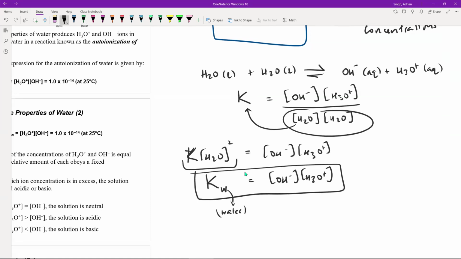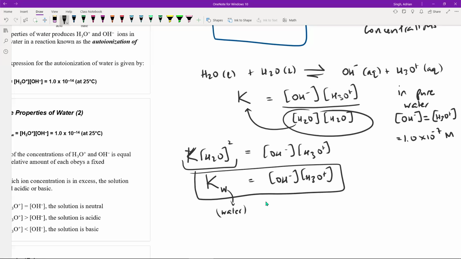Okay, so we're applying some of that equilibrium stuff to this section. Now, in pure water, just have nothing else in there, the concentration of the OH minus is exactly equal to the concentration of the H3O plus. All right, and they themselves are equal to 1.0 times 10 to the minus 7 molar.